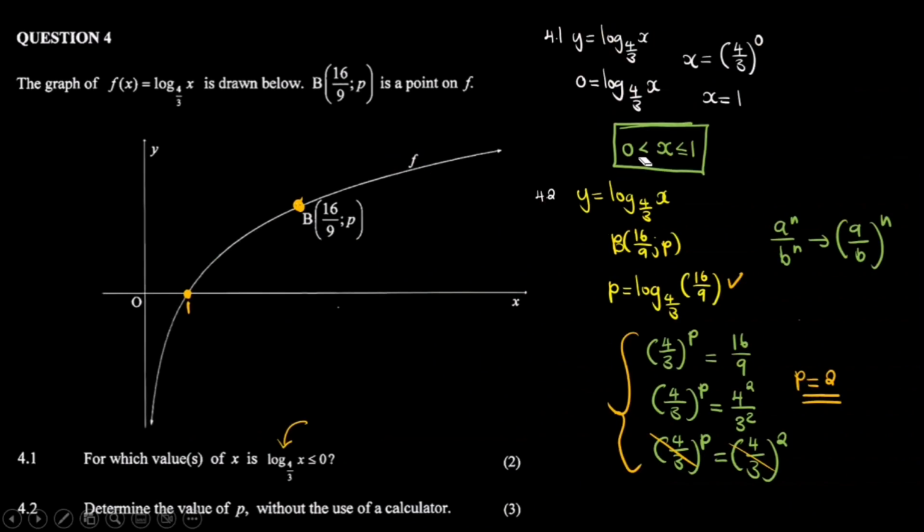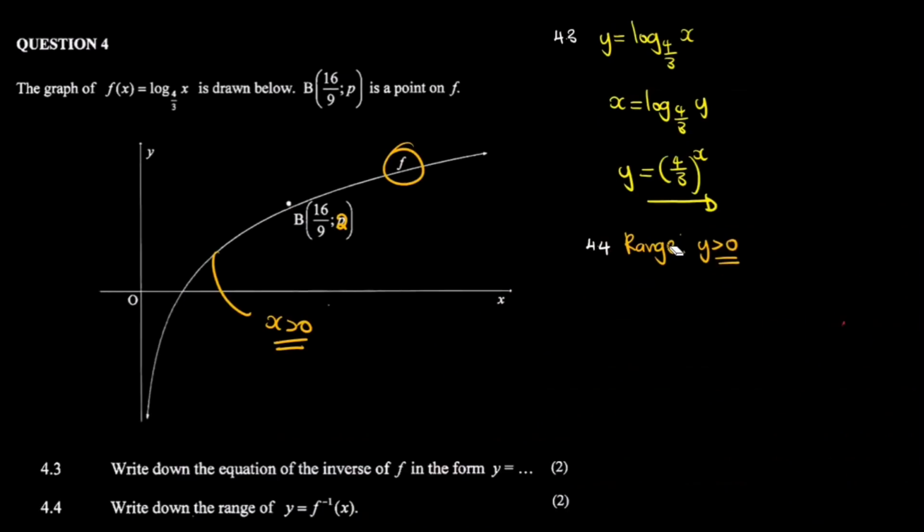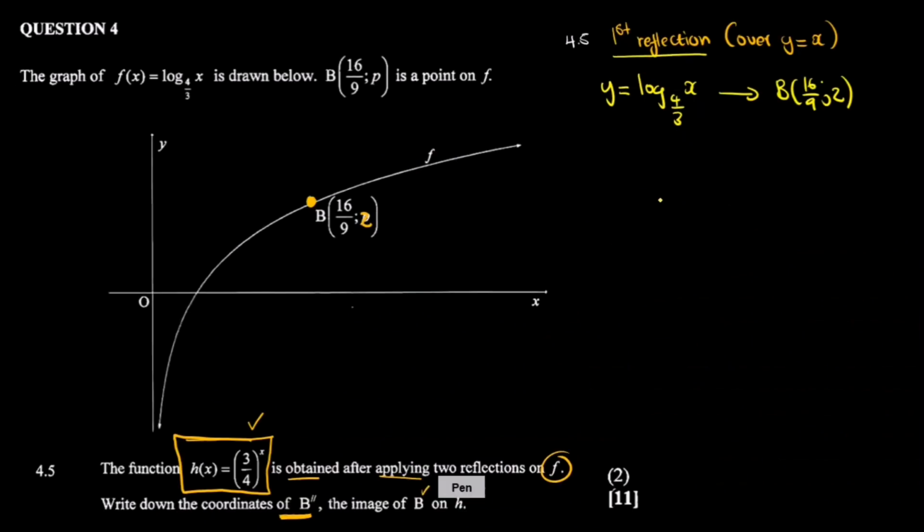Remember, we already know the inverse of the graph is y equals 4 over 3 to the x. So after the first reflection, this is what we have, after reflecting over the line y equals x. Now that this is the inverse after the first reflection, it's still not the final graph. So it's still b prime, the coordinates of b after the first reflection over the line y equals x.